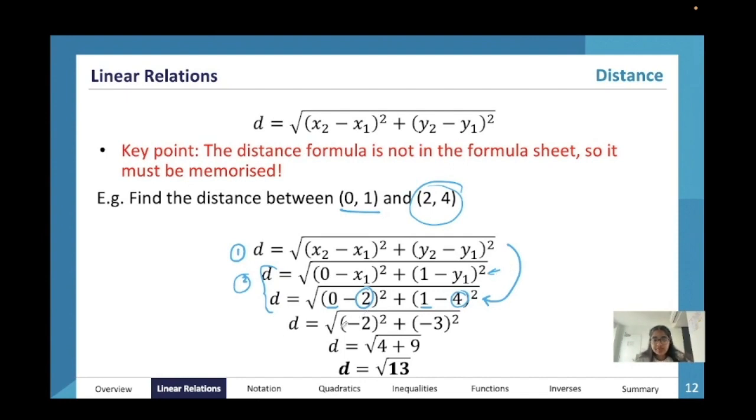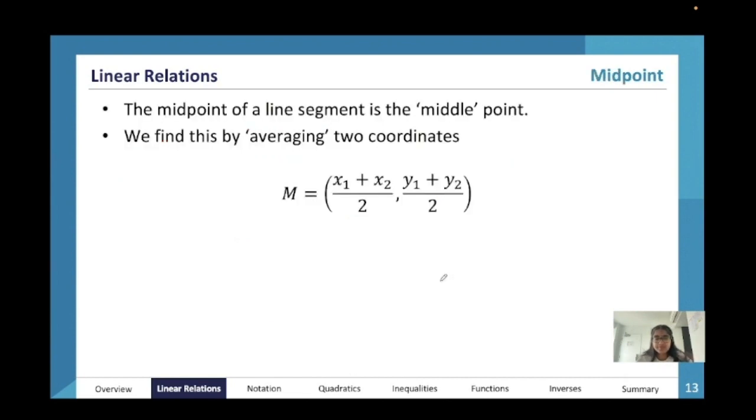Okay, now simplify it. Distance is negative 2 squared plus negative 3 squared, 4 plus 9. So distance is the square root of 13. And remember, distance is positive. So obviously it's going to be a positive square root. Okay, so that's it for distance.